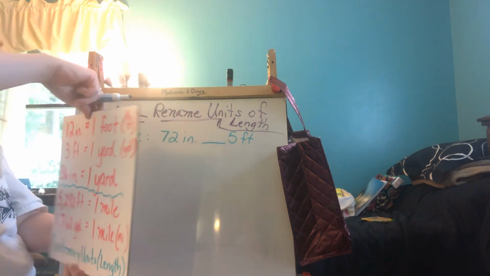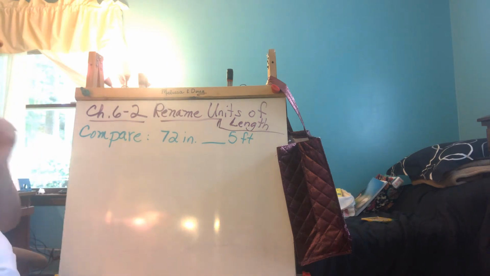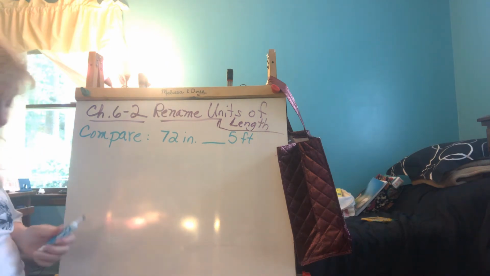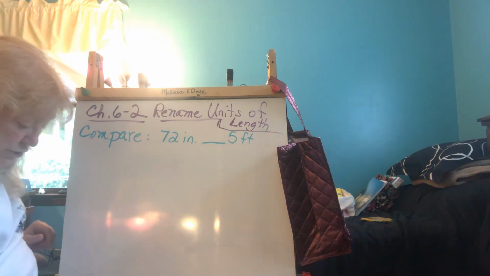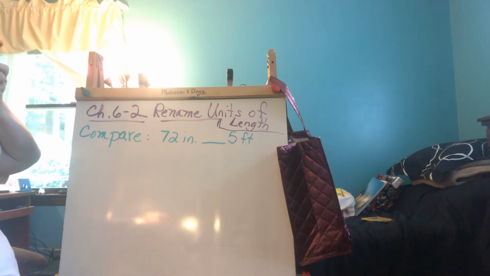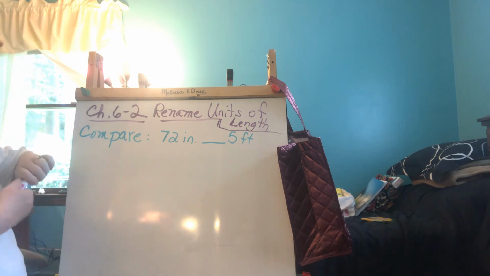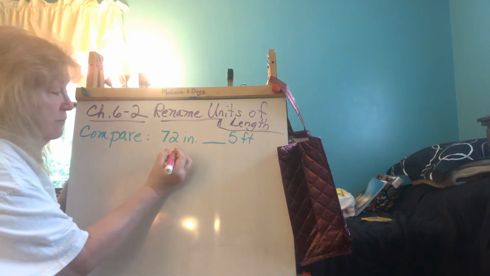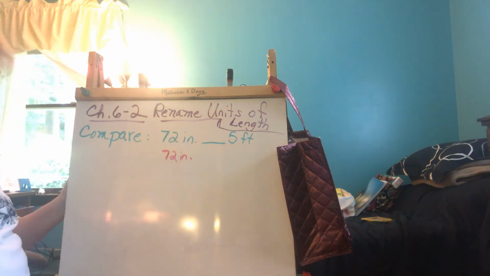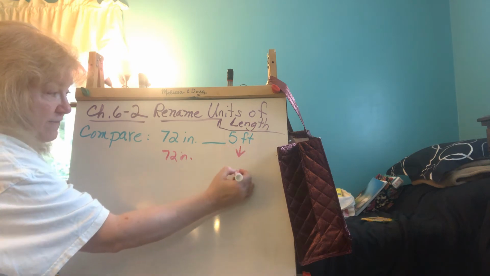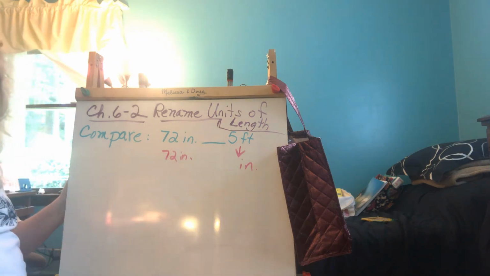Okay, now we're going to use some of this to help us do conversion. Now, here we go. We have our original problem. Compare 72 inches to 5 feet using the symbols greater than, less than, or equal to. Well, I'm going to leave my 72 inches as 72 inches, but I'm going to change my 5 feet into some number of inches. We don't know how many yet.